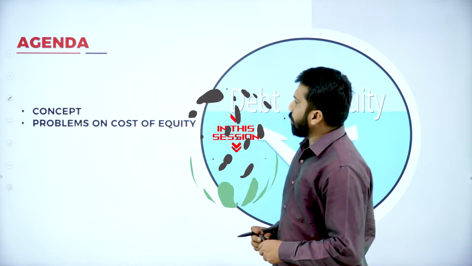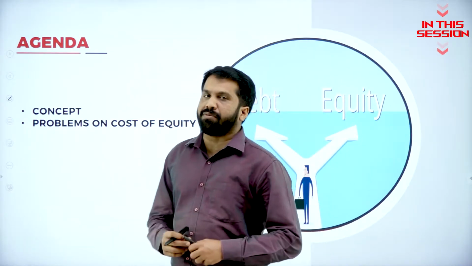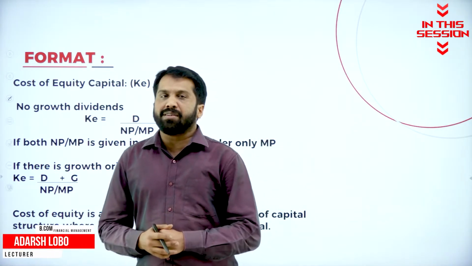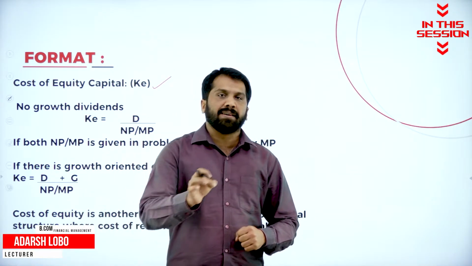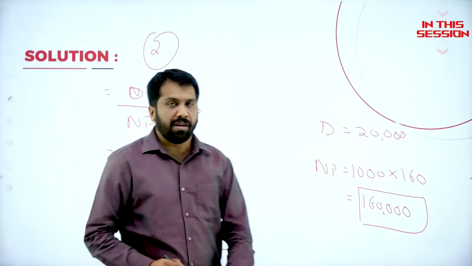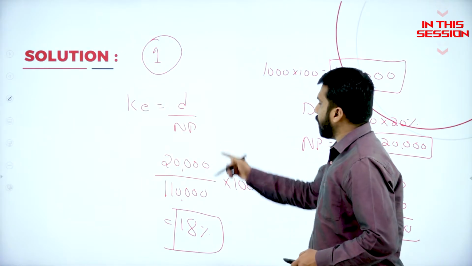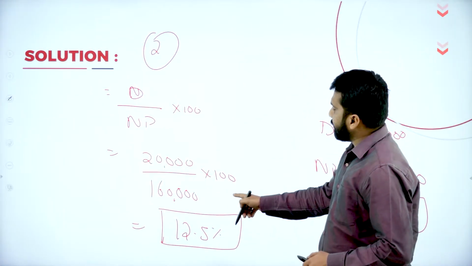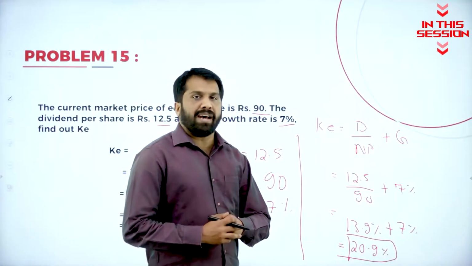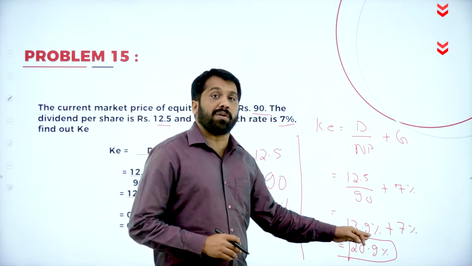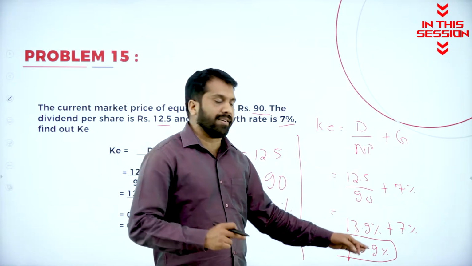Concept as well as problems on cost of equity. What is the cost of debenture? KD. What is the cost of preference shares? KP. What is the cost of equity? KE. Remember, if you go for the normal one, you will get 18%. If you go for 160, you may have confusion, sir, how come it is 13.9? I got 0.13, multiply with 100.